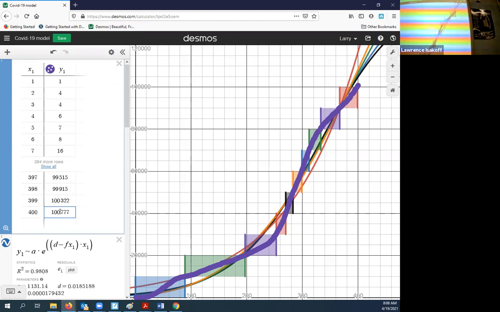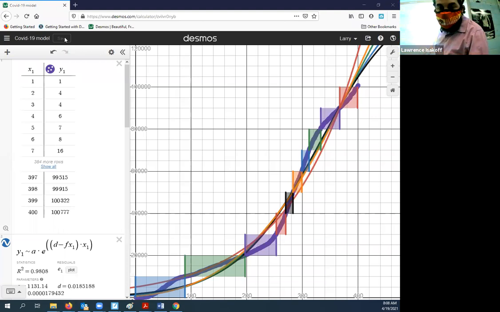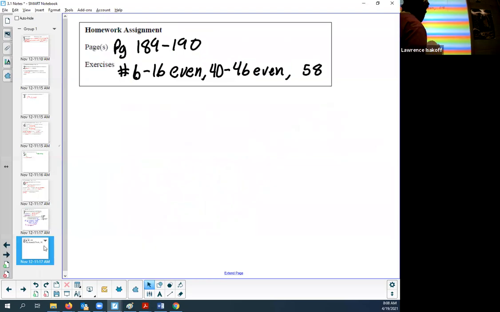Unfortunately, a lot of times things like this, when we talk about the spread and growth of a virus or bacteria, they do tend to fit exponential models pretty well. And as we see, exponential models can grow very quickly. So this is it for today.